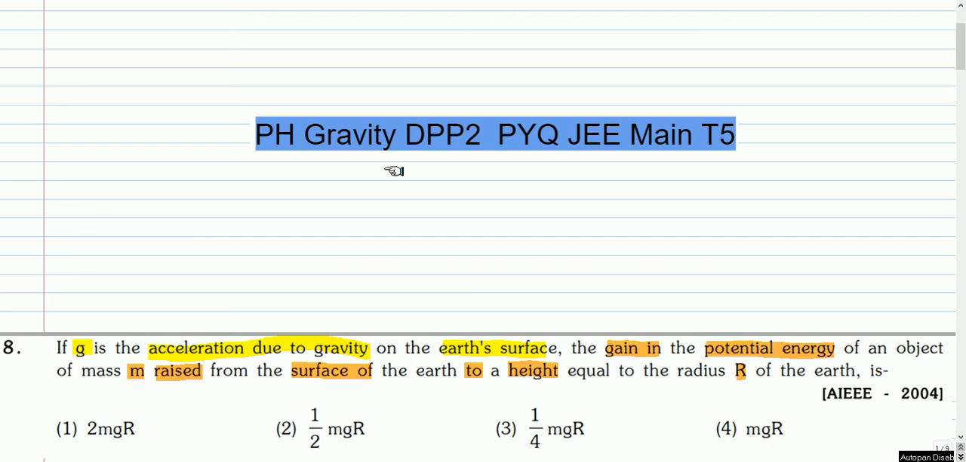In this video, I will discuss some gravity problems from previous year's question papers of JEE Main. This is the first question. If g is the acceleration due to gravity on Earth's surface, the gain in potential energy of an object of mass m raised from the surface of the Earth to a height equal to the radius R of Earth is. You can pause the video and attempt this question.